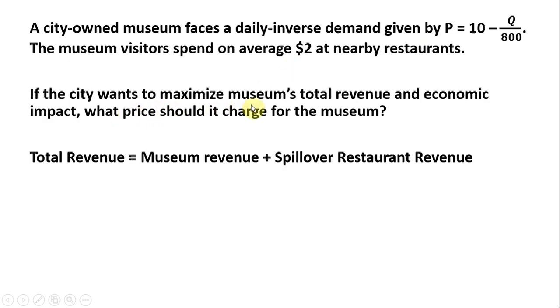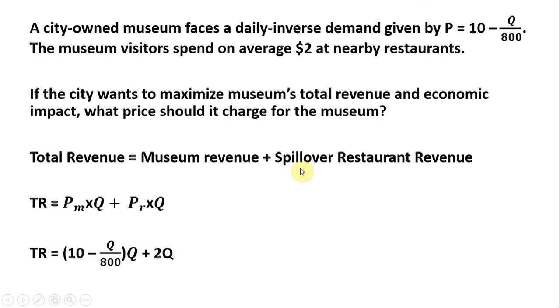If the city wants to maximize a museum's total revenue and economic impact, what price should it charge for the museum? So in this example, the city wants to take into account the revenue from the museum and the revenue from this spillover effect, this additional spending that happens on restaurants. So total revenue is museum revenue plus the spillover restaurant revenue.